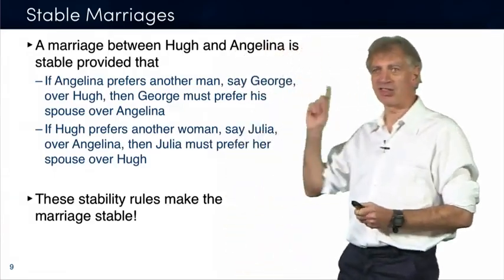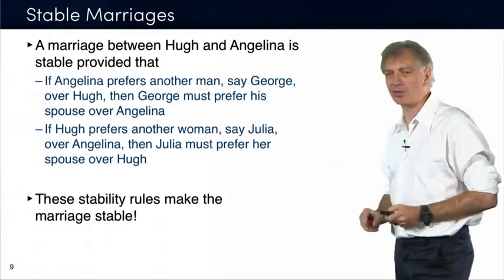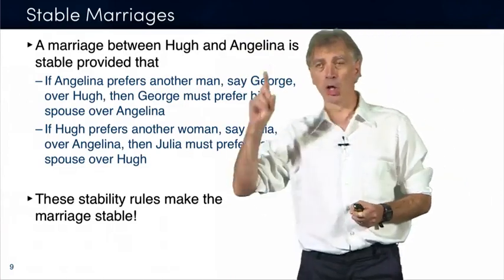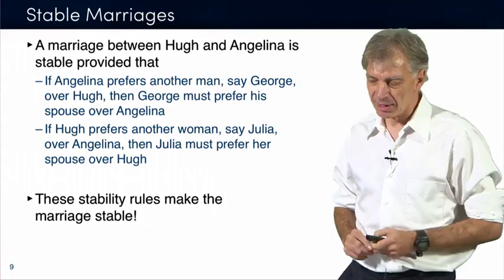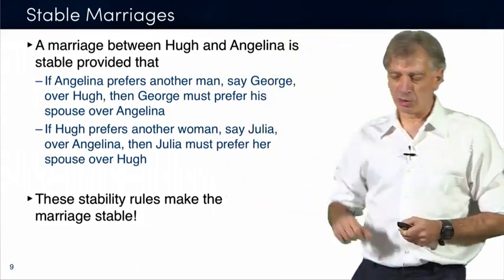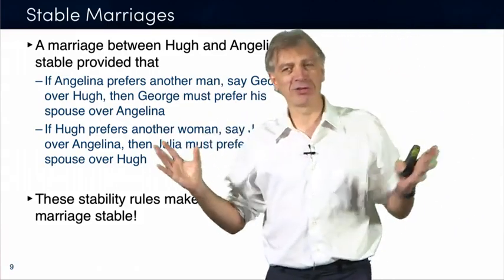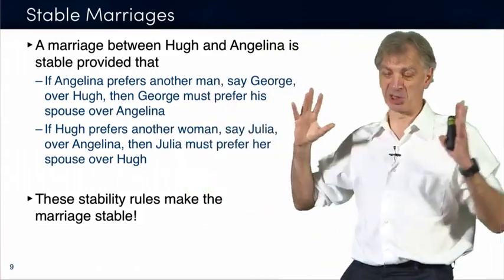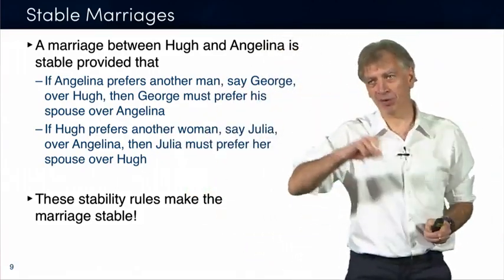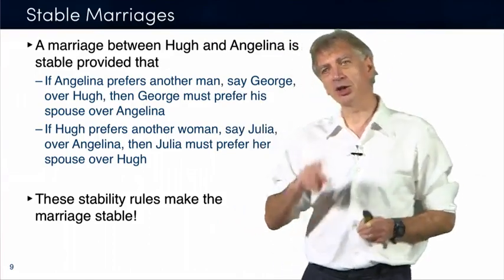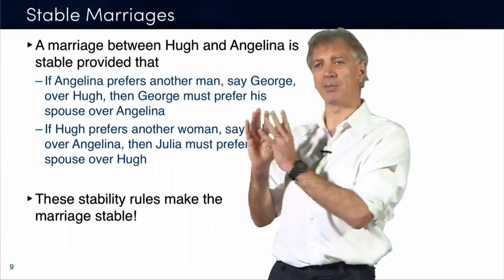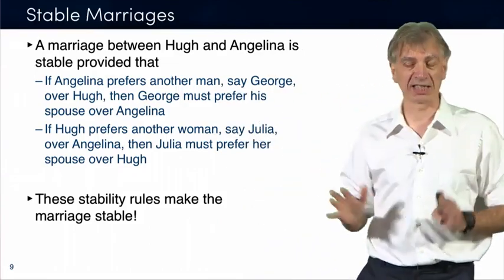So these are called the stability rules for a marriage. We're going to say that a marriage between Hugh and Angelina is stable if 2 conditions are true. The first one: if Angelina prefers another man, let's say George, just taking George completely randomly. If Angelina prefers George over Hugh, then George must prefer his spouse over Angelina.